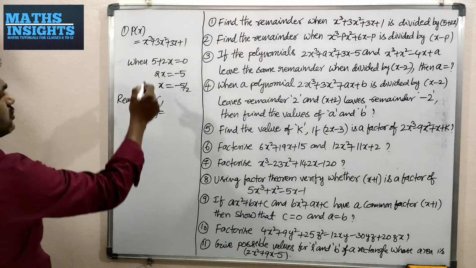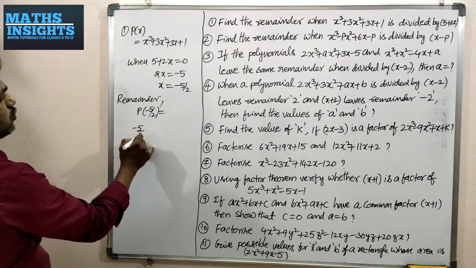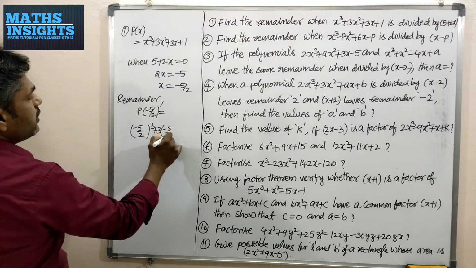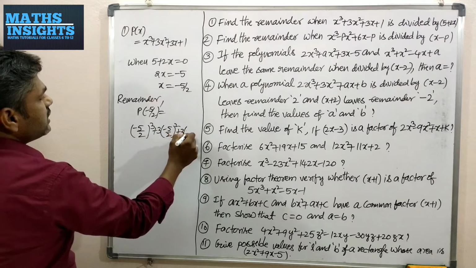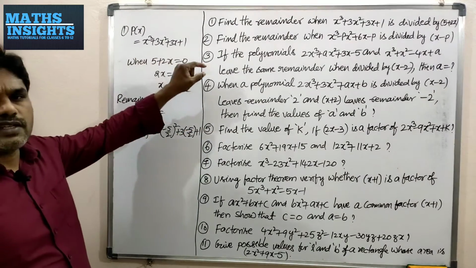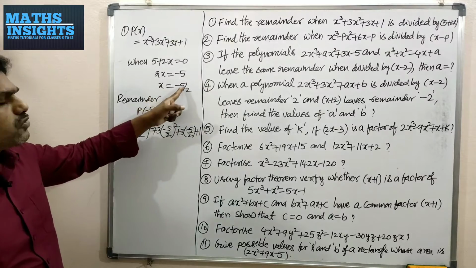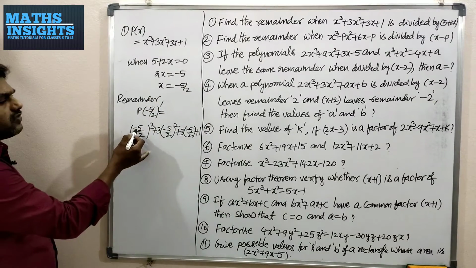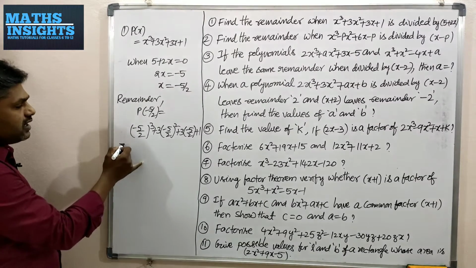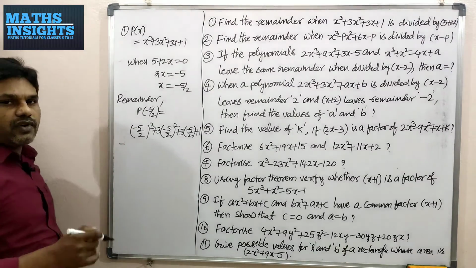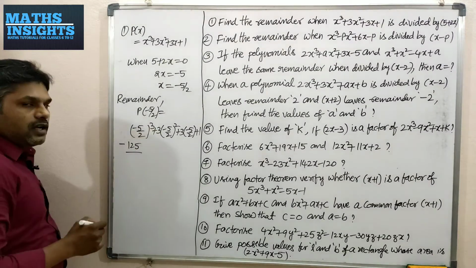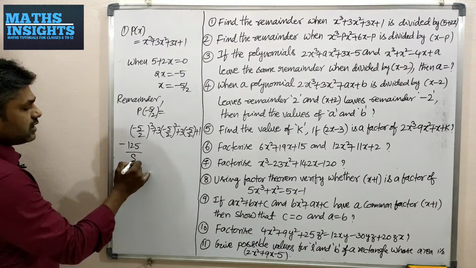Okay, so x cube means minus 5 by 2 whole cube plus 3 into minus 5 by 2 whole square plus 3 into minus 5 by 2 plus 1. Very simple. Wherever x is there, I substituted x is equals to minus 5 by 2. Then this will become minus is multiplied 3 times. Then you will get minus again. 5 cube means 5 into 5 3 times. That will become 125. Similarly, 2 cube, that is 8.